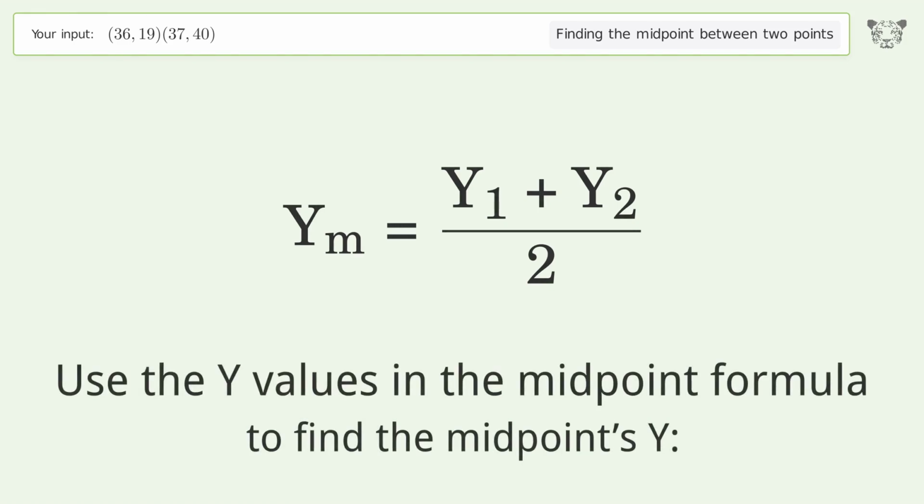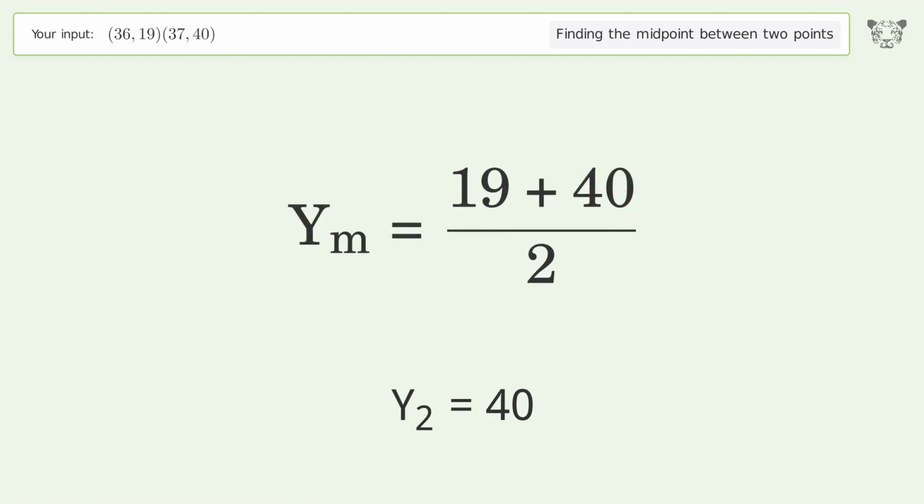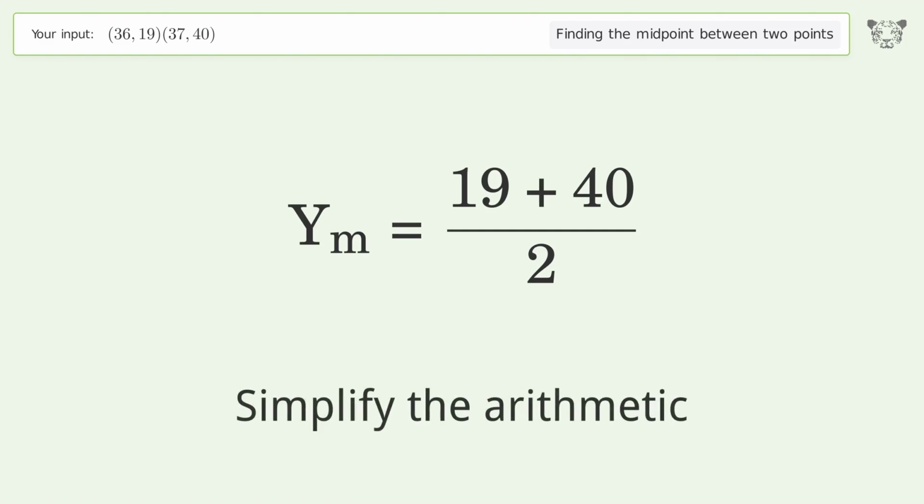Use the y values in the midpoint formula to find the midpoint's y. y1 equals 19. y2 equals 40. Simplify the arithmetic.